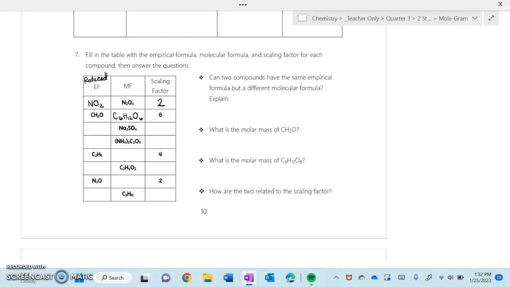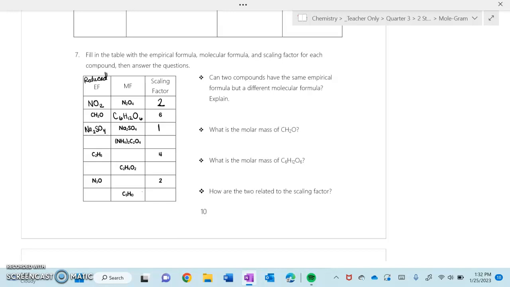Our next row we have Na2SO4. Now it's tempting to say this has a scale factor of 2 and reduce. However, remember that S does not have a subscript here, so it's a 1, and 1 cannot be factored down by a factor of 2. So our empirical formula and molecular formula in this case are the same with a scale factor of 1. It's the exact same. So if it has a scale factor of 1, nothing changes between the two.